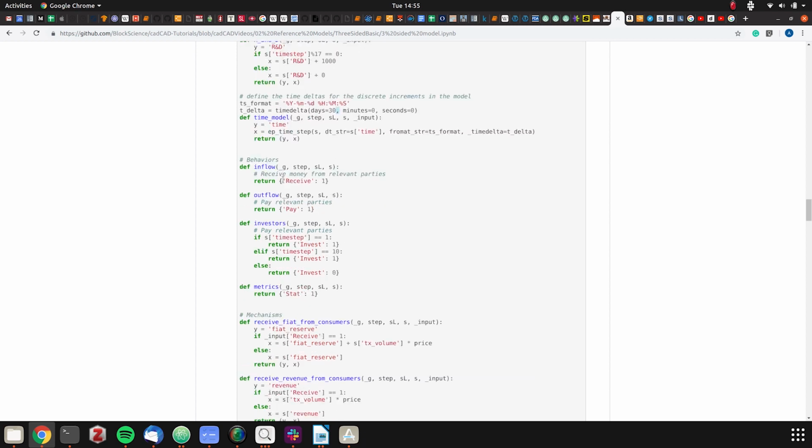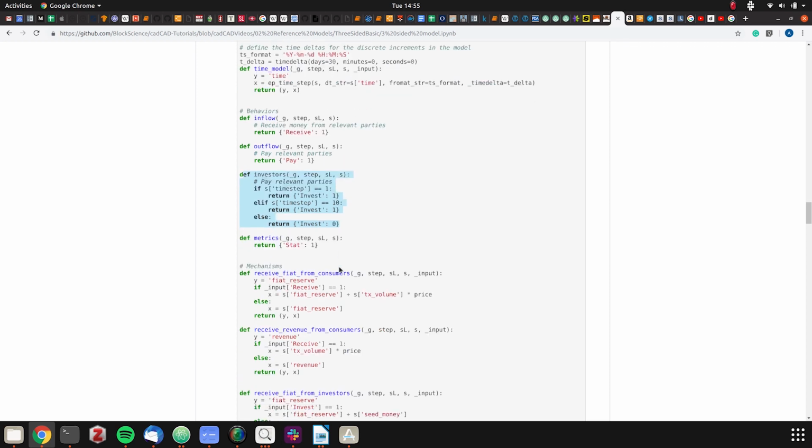Then we have our behaviors. We're not doing agent-based modeling here, really. We're just saying, one means you're doing it, 0 means you're not doing it. And we have metrics: inflow, outflow, investors. And for investors, it will just say when there's an injection here. We have a little bit of logic.